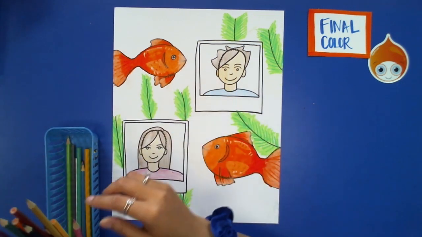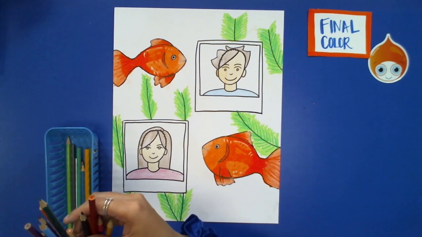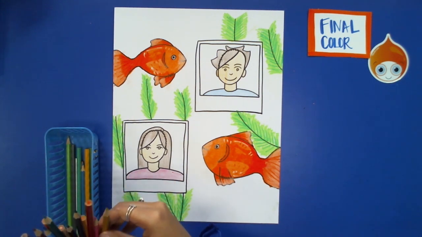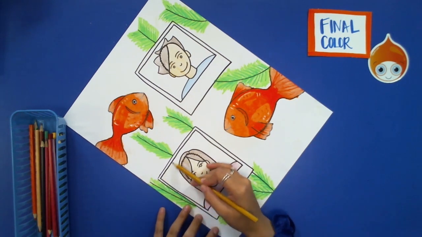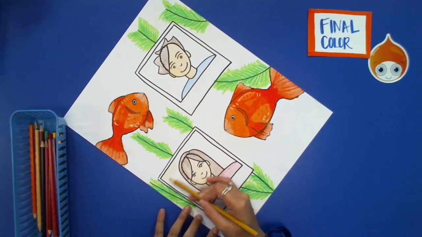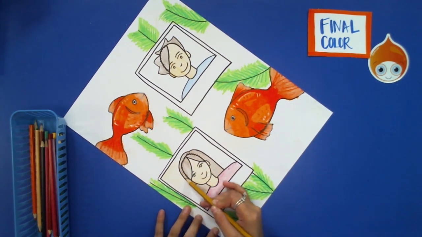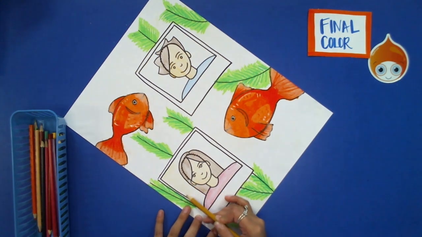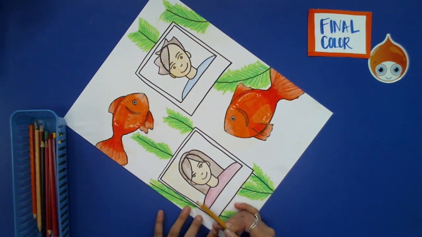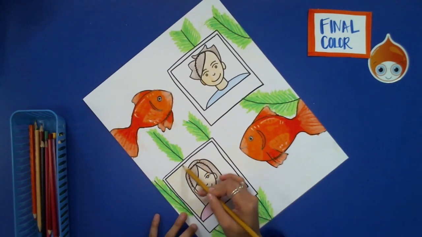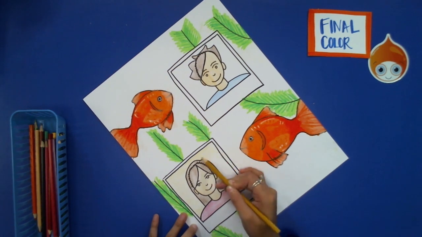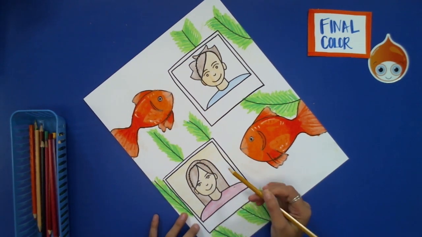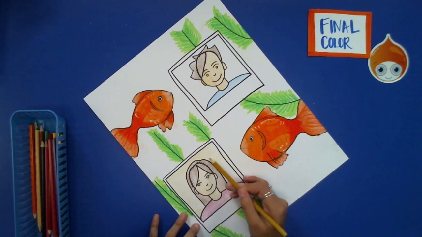Now I recommend having the same color background for both of your pictures, so that way it looks like it's the same picture. But you can do whatever you'd like. You can choose their favorite colors for the background. I'm doing a nice gold color for the background here. Again, I'm using the side of my colored pencil, short strokes, pressing lightly, filling in all those white spots.